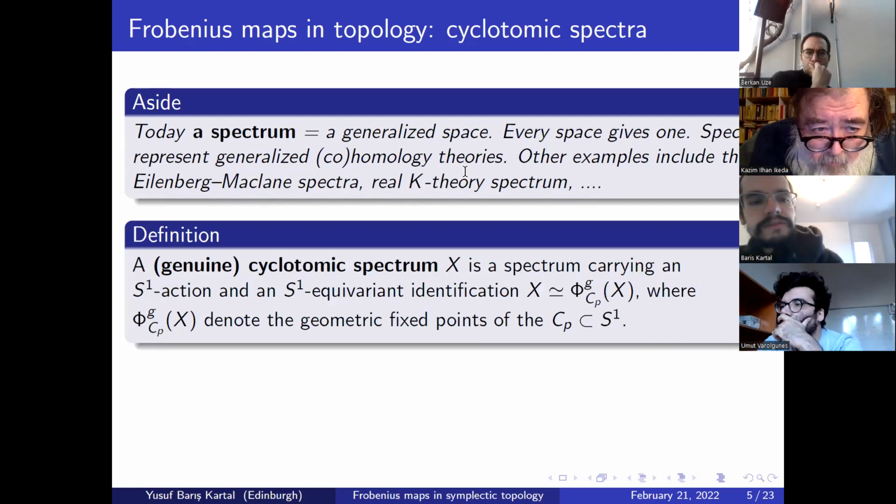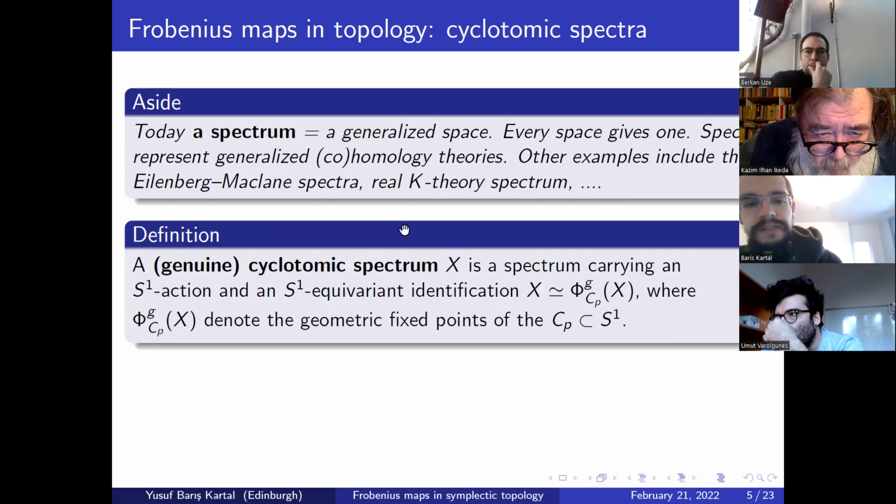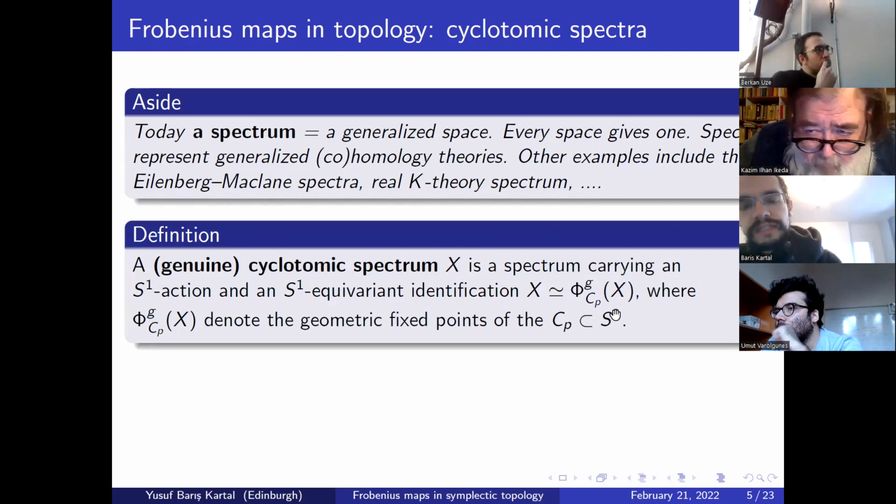And a cyclotomic spectrum X is a spectrum carrying an action of S1 and an S1-equivariant identification of X with the fixed points of the induced action, the restricted action on CP. So here the second part is the geometric fixed points of the pth roots of unity lying inside S1.